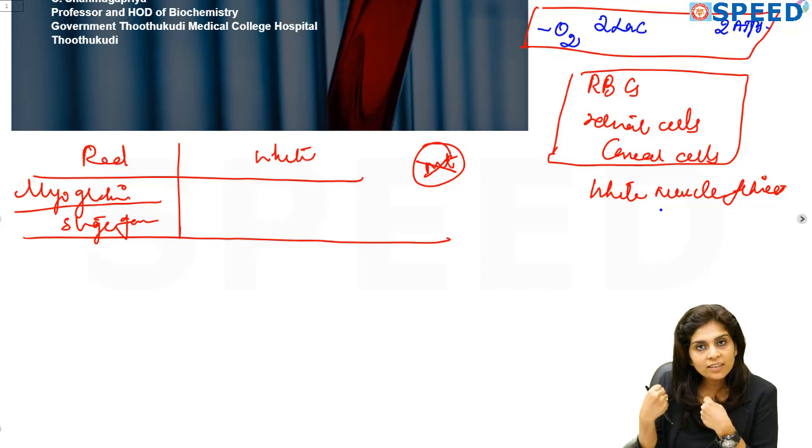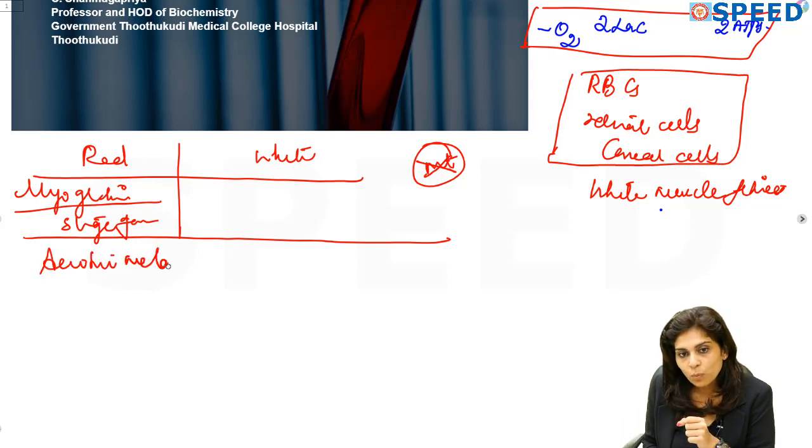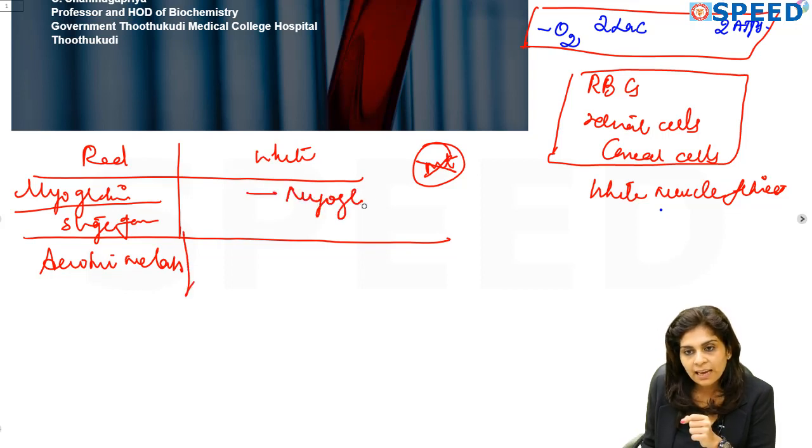Only when they contract, they need oxygen. But when they contract, blood vessels get constricted, they don't get a fresh supply of oxygen, which means they are dependent on a storage form of oxygen, and that is myoglobin. So red muscle fibers which have myoglobin, a storage form of oxygen, can undergo aerobic metabolism. Whereas white muscle fibers which lack myoglobin will have to undergo anaerobic metabolism.